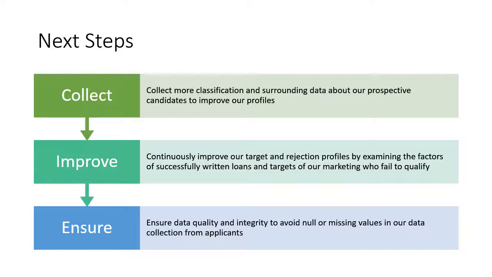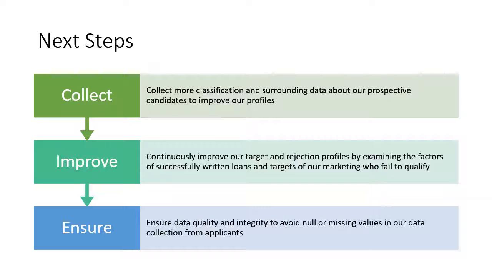The next steps after we've established and begin using these two profiles is to collect more data, classification and surrounding data about our prospective candidates to improve our profiles. The intent being that if we can more restrict our targeted marketing profile or expand our rejection profile, we should encapsulate the fringe elements of either A, targets that we are potentially missing, or B, rejection candidates that should have been rejected but were not.